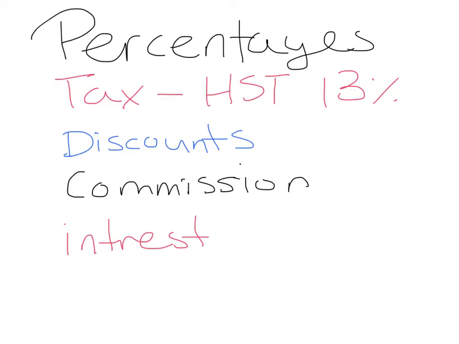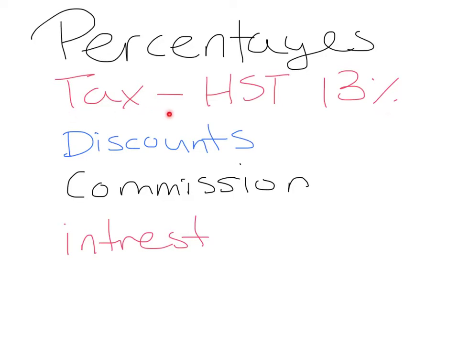Today we're going to talk about percentages, and I've broken percentages down into all the parts that we've learned in class. The first part we're talking about is taxes. Taxes is HST in Ontario, and we pay 13%. Part of this 13% goes to our federal government, and part of it goes to our provincial government. It's split up 8% and 5% between them.